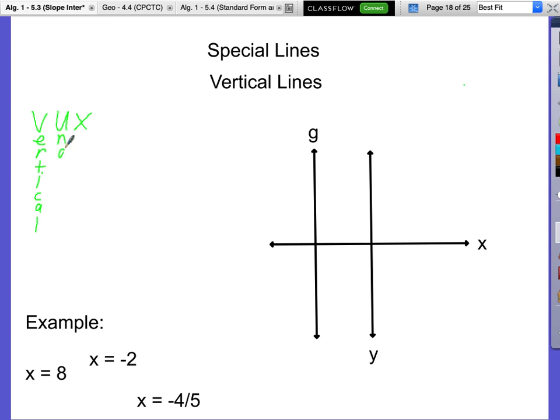Undefined. U is for undefined. Jokes about SpongeBob and Plankton.